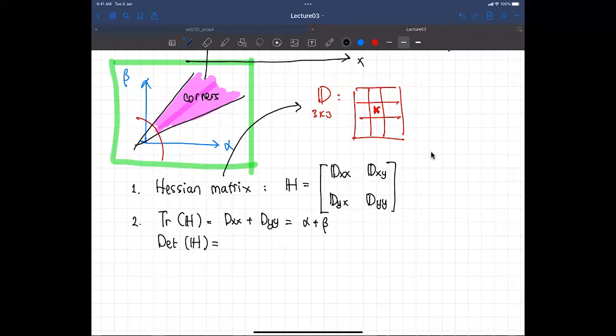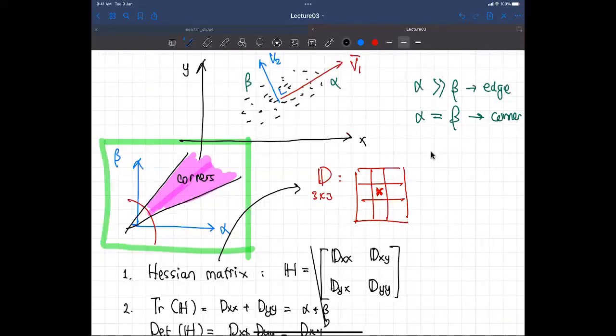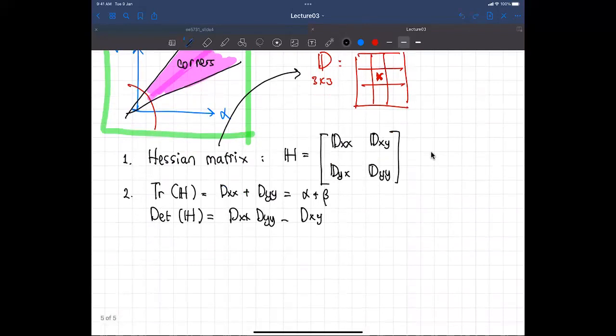If you compute the determinant of this 2 by 2 matrix, it equals dxx multiplied by dyy minus dxy multiplied by dyx, which is a symmetric matrix. The Hessian matrix is a symmetric matrix. Because it's a symmetric matrix, then you can just square it. Okay, so this is called the determinant. And this determinant equals alpha multiplied by beta.